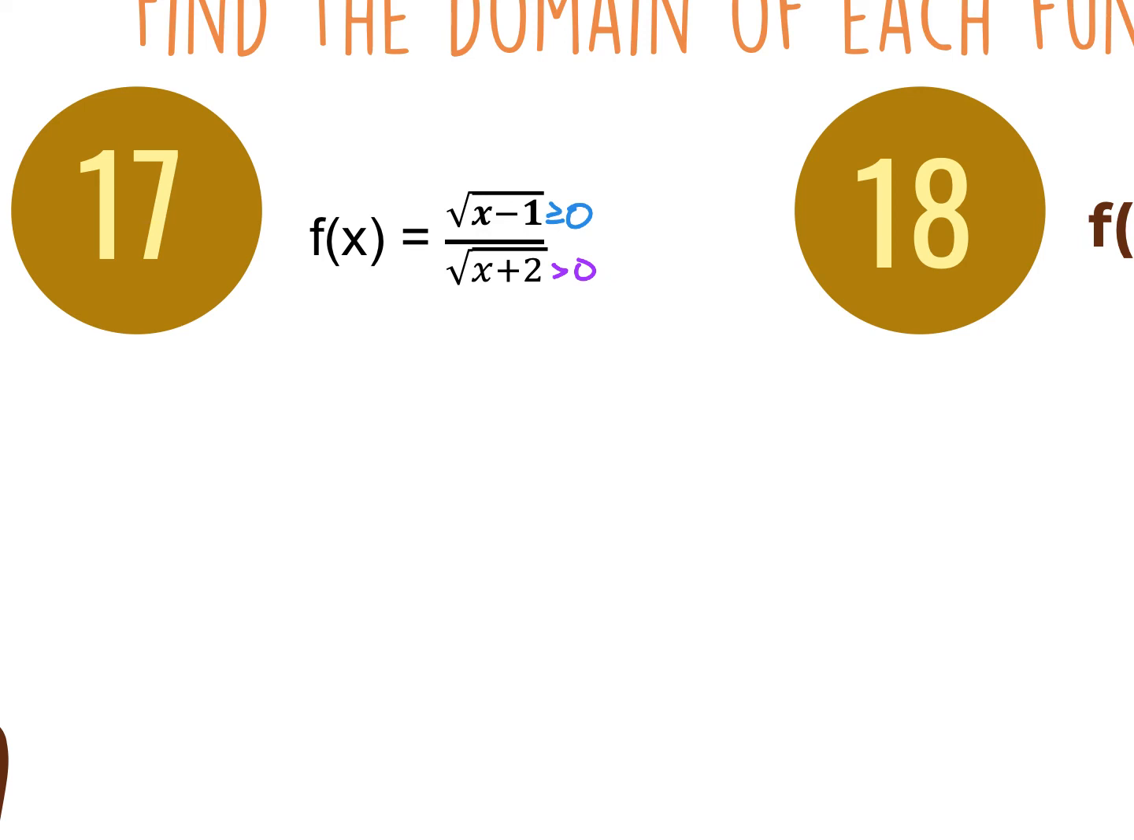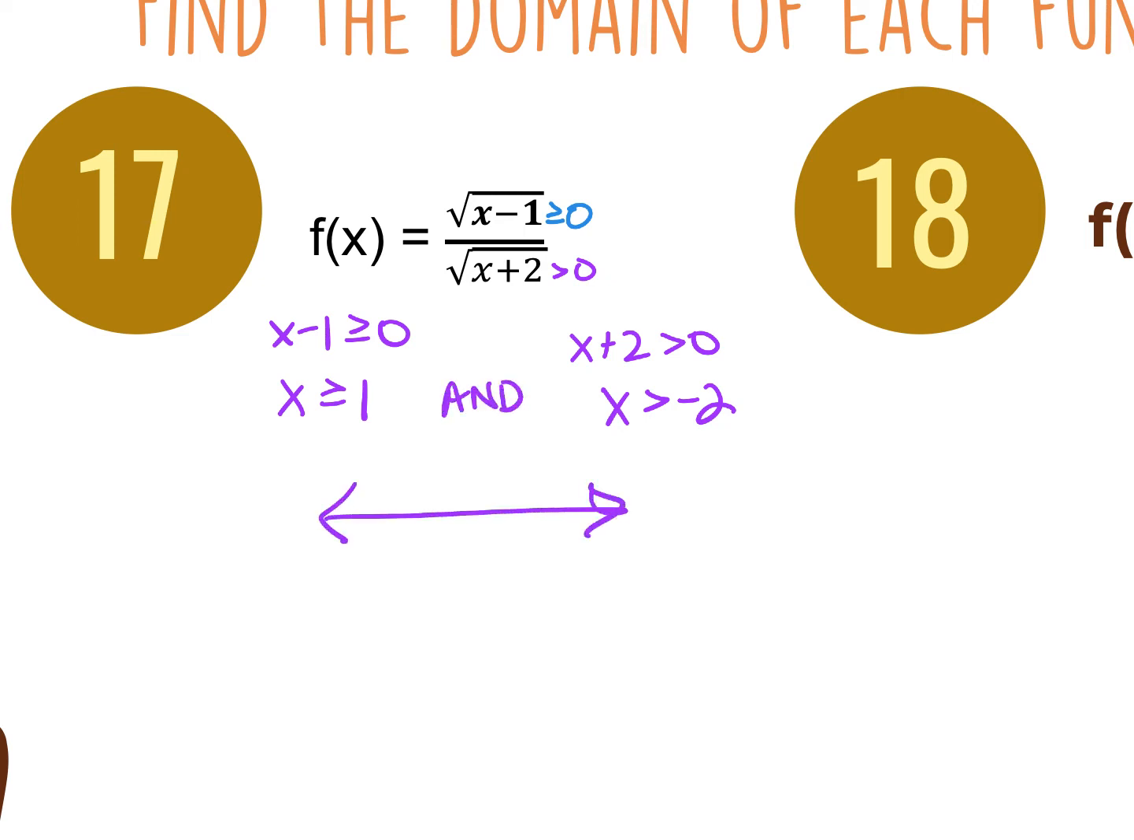So with these, I would recommend solving them and then putting them on the number line to look at what you've got. So in the numerator, x minus 1 has to be greater than or equal to 0, so x would be greater than or equal to 1. And x plus 2 has to be greater than 0, so x has to be greater than negative 2.